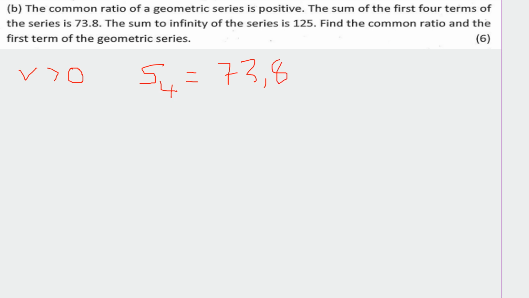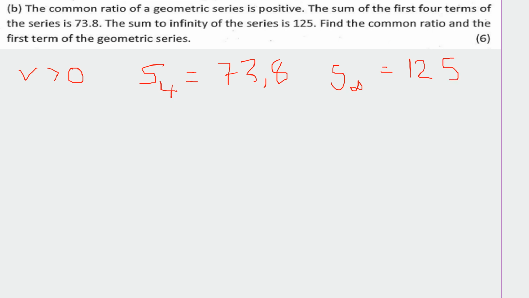And then moving forward, they say the sum to infinity of the series is 125. Find the common ratio and the first term. Okay, the sum to infinity of the sequence is equal to 125.